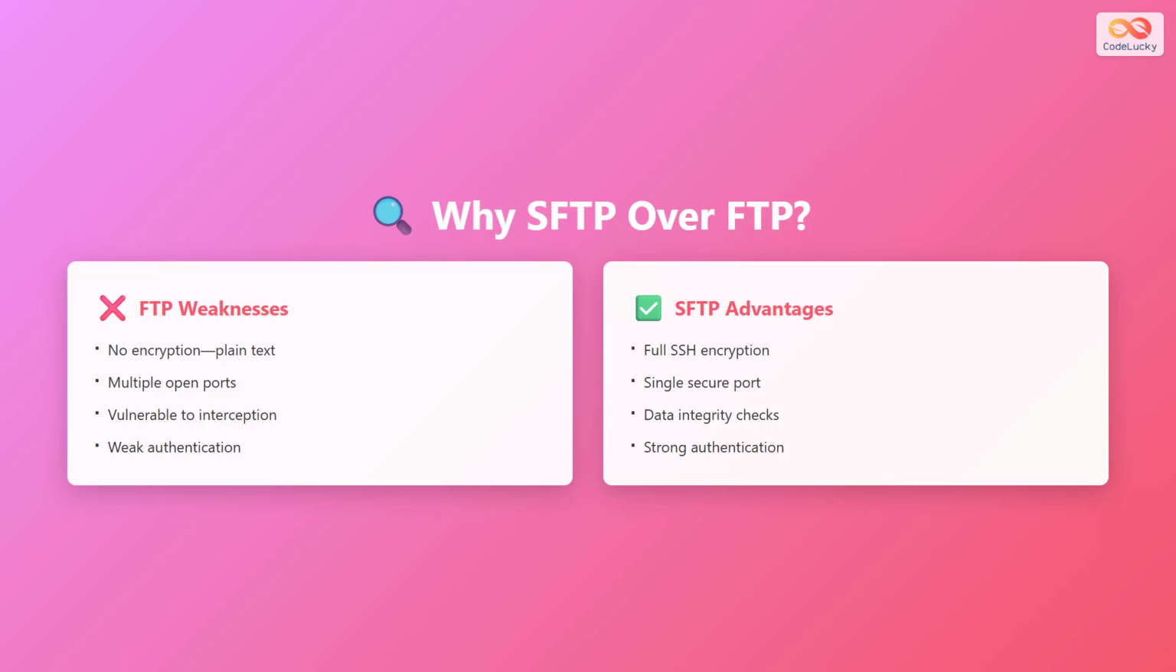SFTP solves all these problems. It provides complete SSH encryption protecting all communications. It uses secure authentication with encrypted credentials and key-based options. All data has integrity checks. SFTP verifies host identity automatically. It operates through a single secure port, and SFTP is the industry standard today, supported by all modern systems. In summary, SFTP is the clear choice for any modern file transfer scenario.